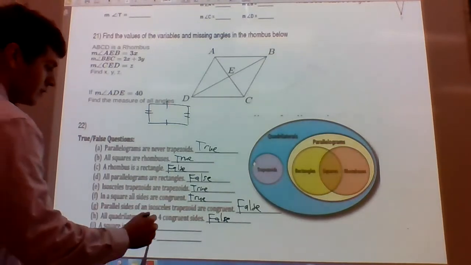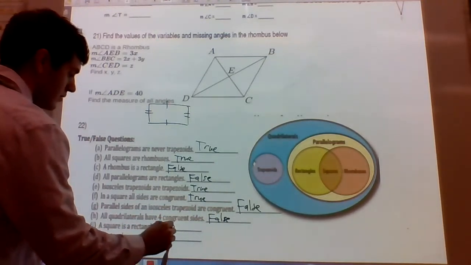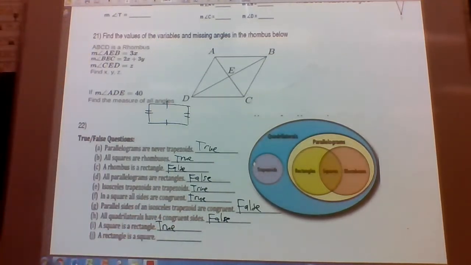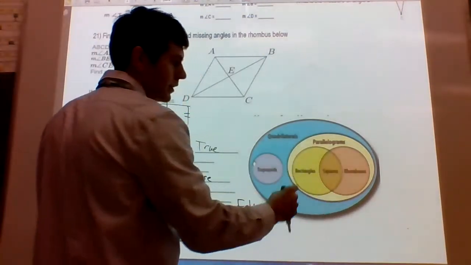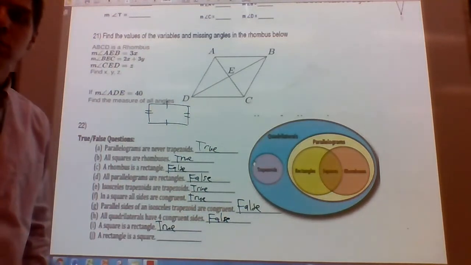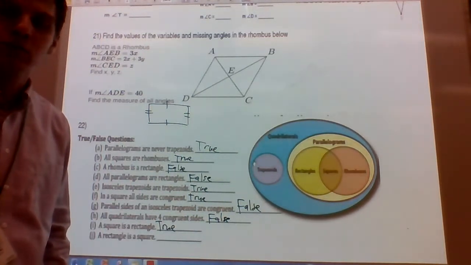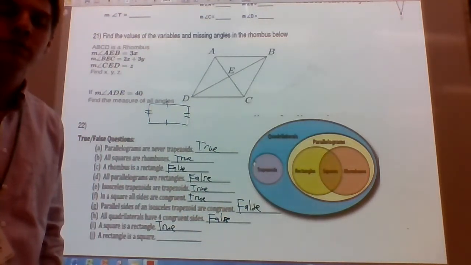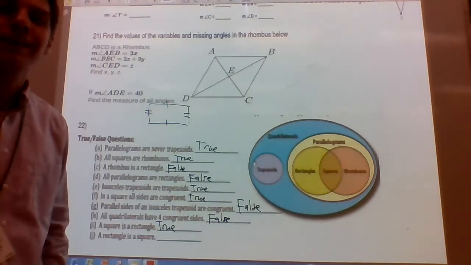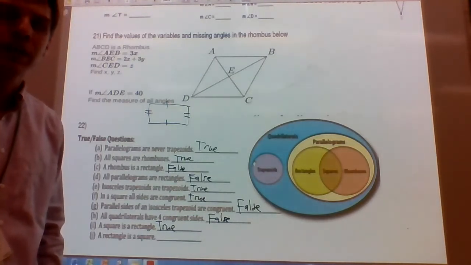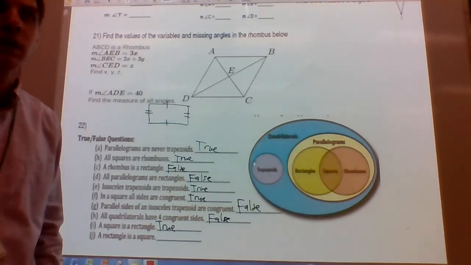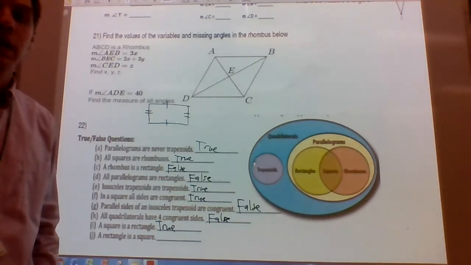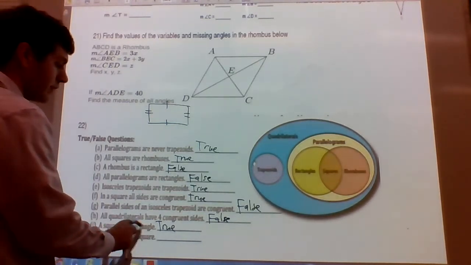A square is a rectangle. This is true. So all squares are rectangles. Rectangles are defined as parallelograms that have four right angles. A square is defined as a parallelogram that has four right angles and four congruent sides. So if it has four right angles and four congruent sides, it's going to have four right angles. And if it has four right angles, it is a rectangle.